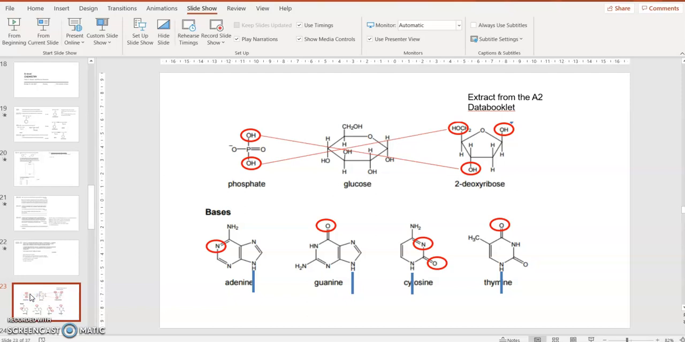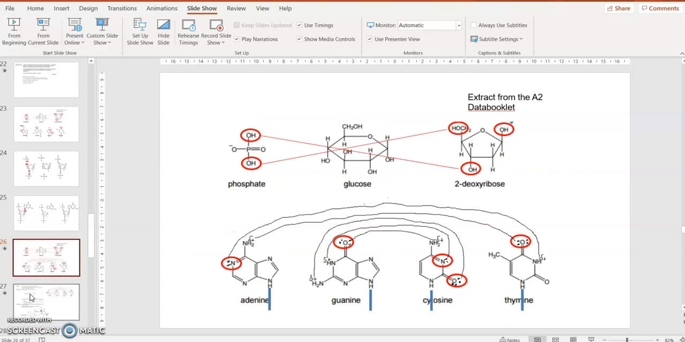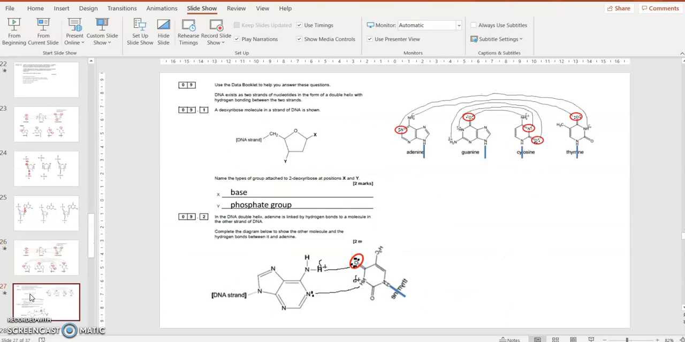Extract from the data booklet we've seen before. We've done this before in earlier videos, so I'm going to skip over that. Name the two types of group connected. Y is going to be a phosphate, so phosphates go up and down from the left-hand sections of the 2-deoxyribose, and onto the X part is where the bottom of the base joins in, where the blue line is at the bottom of the base.